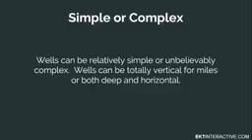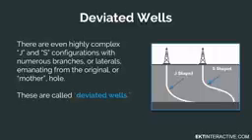Wells can be relatively simple or unbelievably complex. Wells can be totally vertical for miles or both deep and horizontal. There are also highly complex J and S configurations with numerous branches or laterals emanating from the original or mother hole. These are called deviated wells.